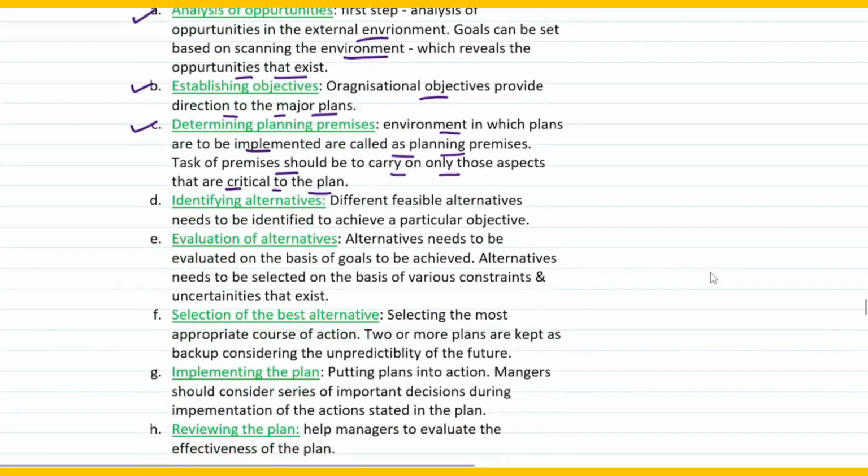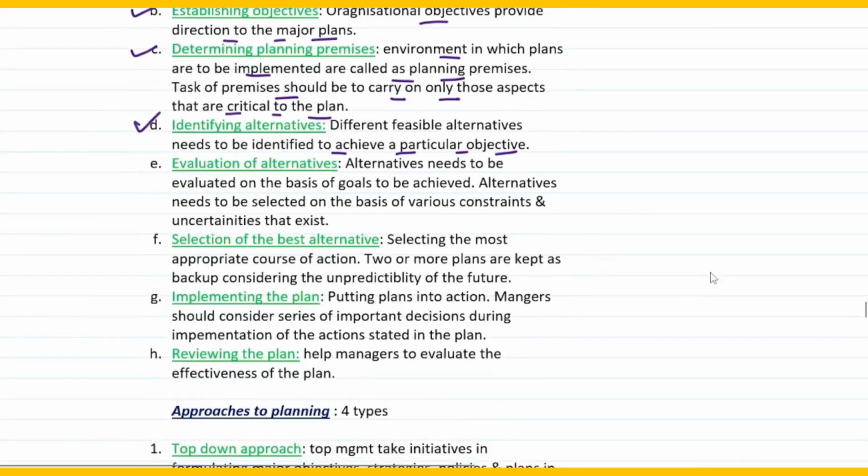Okay, then you have to identify the alternatives. Fine. Okay, different feasible alternatives need to be identified to achieve a particular objective. So you got to identify the most feasible alternatives that you have. Then evaluation of alternatives. Alternatives need to be evaluated on the basis of goals to be achieved. So alternatives have to be evaluated on the basis of what? On the objectives or the goals that the organization intends to achieve.